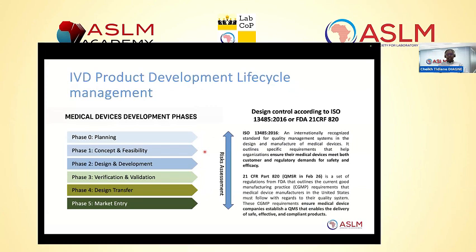So what does it take to develop an IVD? In order to develop an IVD, we need to go through what we call product development lifecycle management, or basically design control through the design and control phases. There are several phases. The first phase, which is very obvious, is the planning. Then there is the concept and feasibility, and then design and development, verification, validation, design transfer, and finally market entry. I'll explain better the goals of these phases in the future slides.